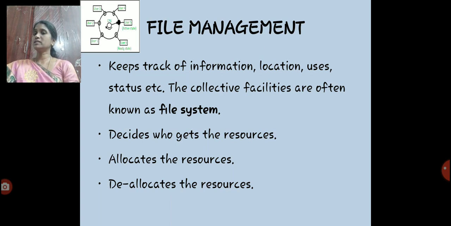And the third one is it allocates the files when they are requested by the processes or the users. And finally, when there is no longer any requirement of the particular file, it will be got back by the operating system. So everything is called file management. So here we saw the terminology of operating system and also the four important functions of operating system.